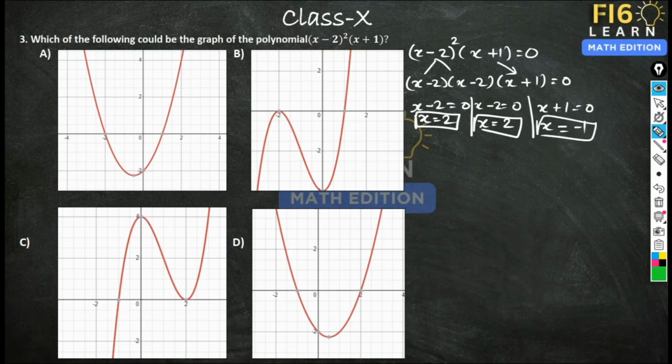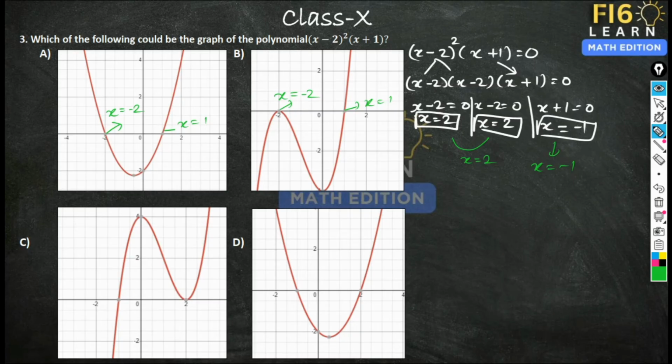Now we have the 3 roots. Out of those, 2 roots are exactly the same. X is equal to 2, so we have to consider it only once, and here we have x is equal to minus 1. Let us take option A. Here the line crosses exactly at x is equal to minus 2 and x is equal to plus 1. So it is not matching with our answer. So this is not the correct option. Let us take the second one. Here also it crosses at x is equal to minus 2 and x is equal to 1. So this is also not our answer.